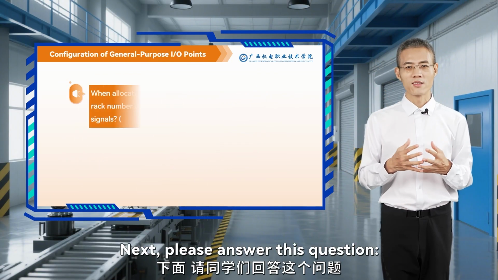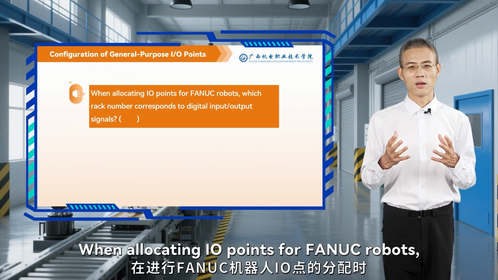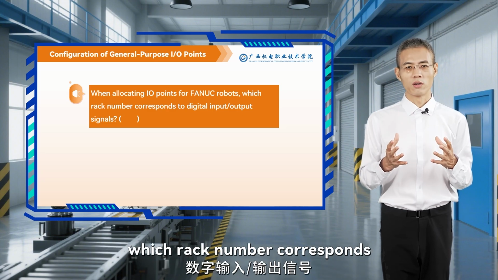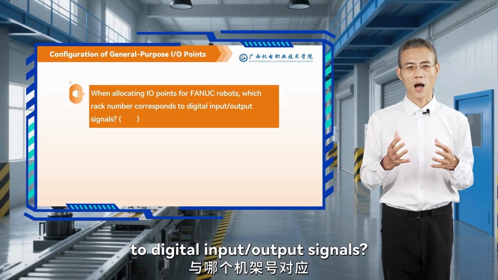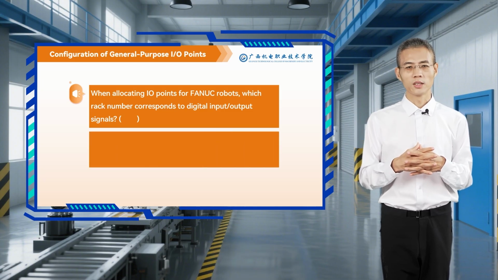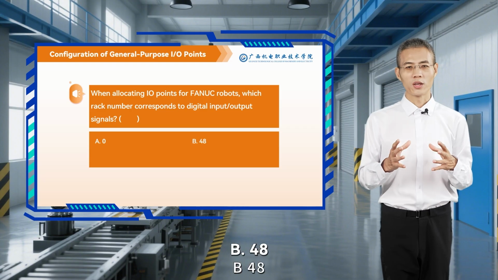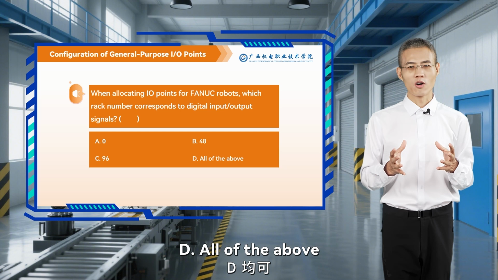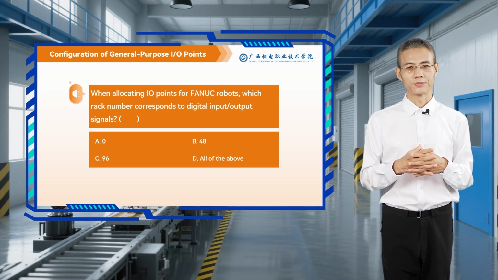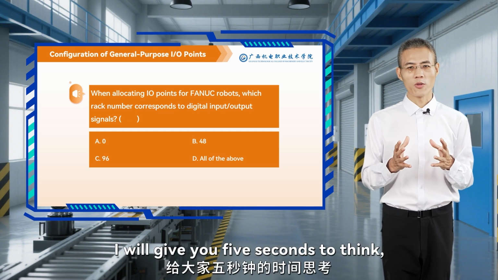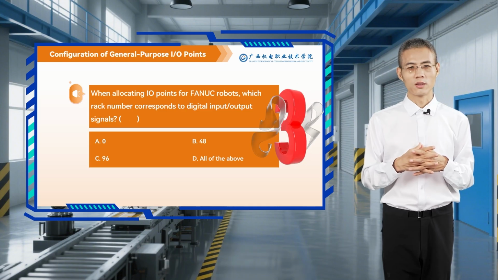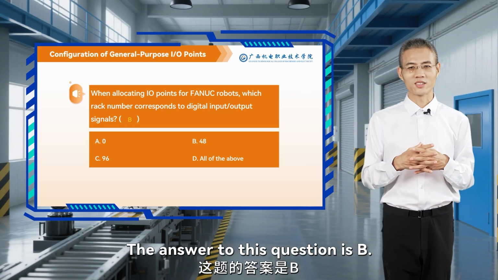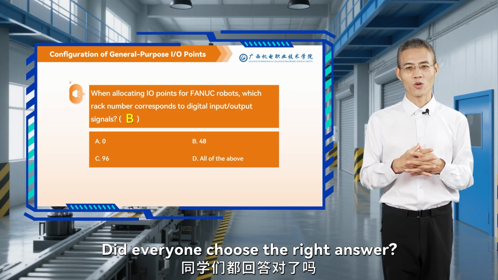Next, please answer this question. When allocating I/O points for FANUC robots, which rack number corresponds to digital input-output signals? A. 0, B. 48, C. 96, D. All of the above. I will give you 5 seconds to think, and will show the answer after 5 seconds. The answer to this question is B. Did everyone choose the right answer?